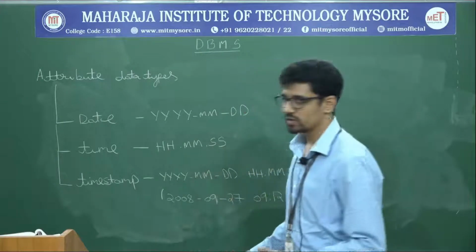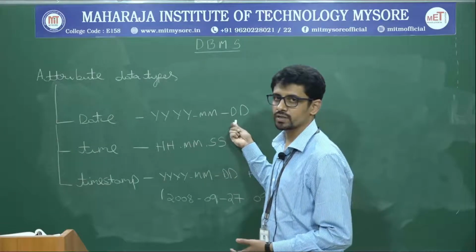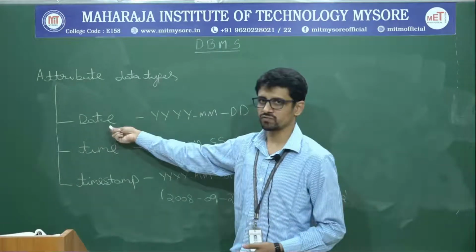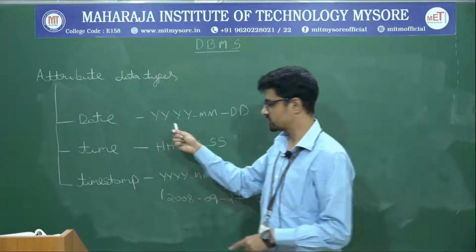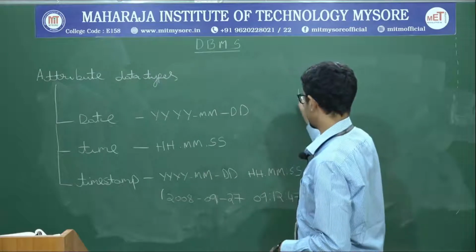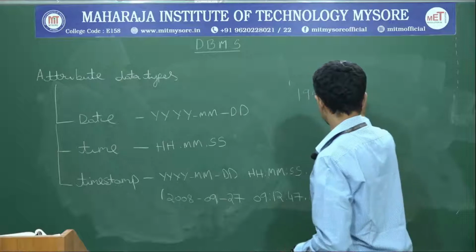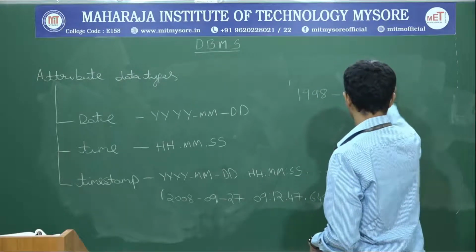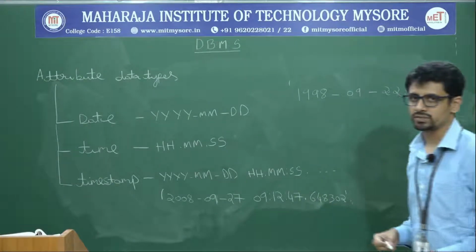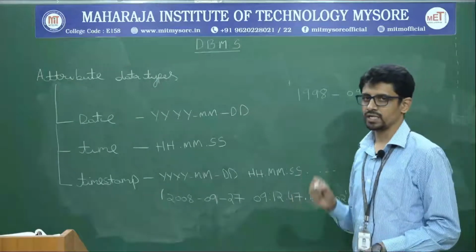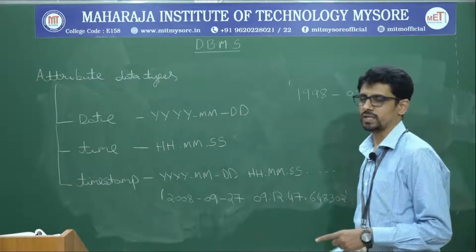The format of date we need to use is year, month and day. Whenever we have an attribute of the data type date, the values I am supposed to insert should be of this format itself. That is, 1998, followed by the month 09, then followed by the day. This way only the values have to be inserted. So date is a data type in SQL which takes values in the format of year, month and day.